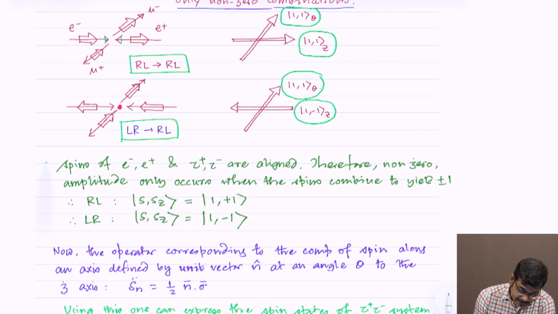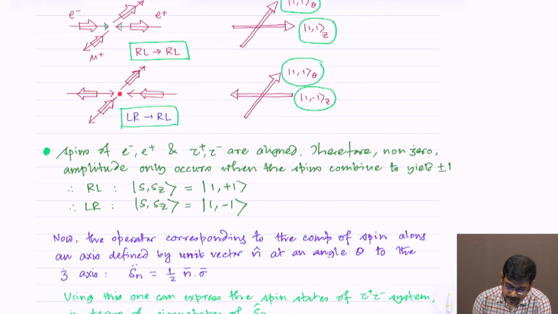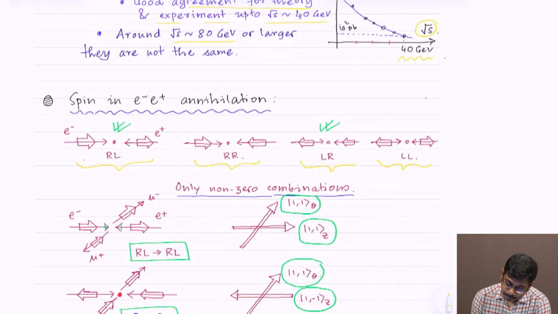So what are we saying? We are basically saying that in this particular annihilation process, the spins of the electron, positron, tau plus and tau minus are aligned. Aligned means they do not annihilate. The combinations which annihilate contribute absolutely zero.